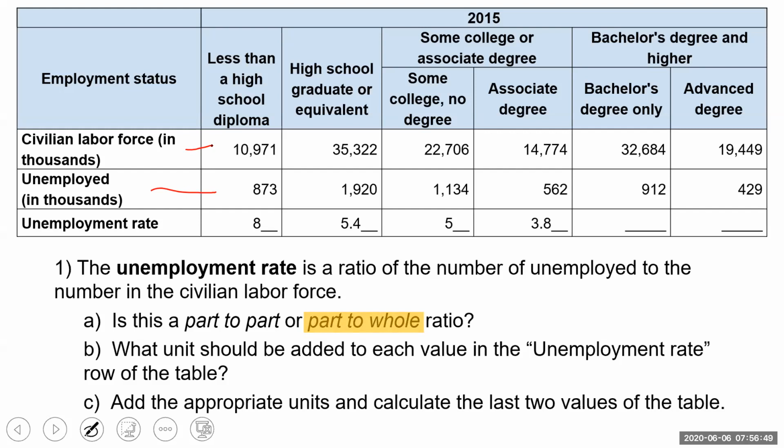Sweet. Now, what unit should be added to each of the values in the unemployment rate table? And that is a simple question. It's just percents, right? And the appropriate units. Okay, so the next one, so we added the right units. So that is a part to whole. So you just had to do this over that, this over that, that gives you that, this over that gives you that, and so on. Okay, sweet.